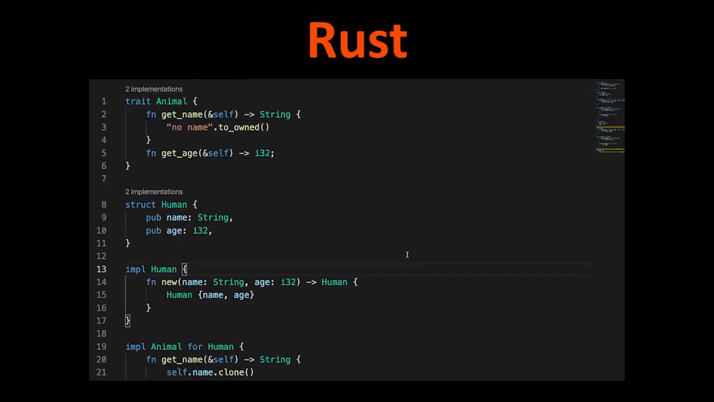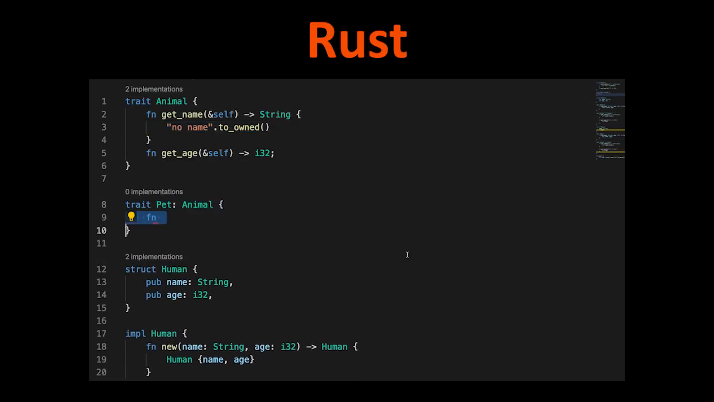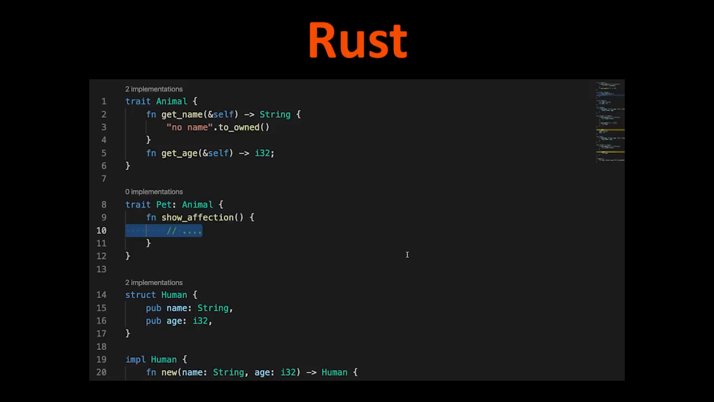animal trait. We can also create a dependency relationship by using super traits. For example, we can create a new trait called pet with one method called showAffection. We want to ensure that any type implementing the pet trait also implements the animal trait, so we can make animal a super trait of pet. And although we're using one super trait in this case, we can add as many super traits as we'd like.